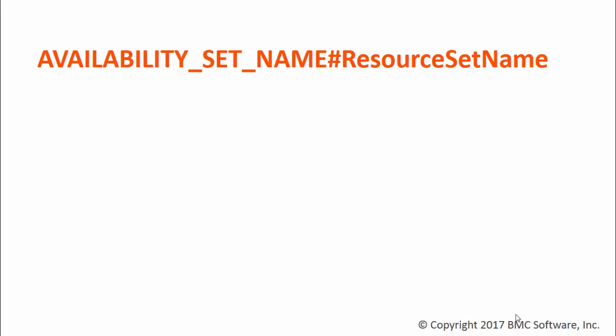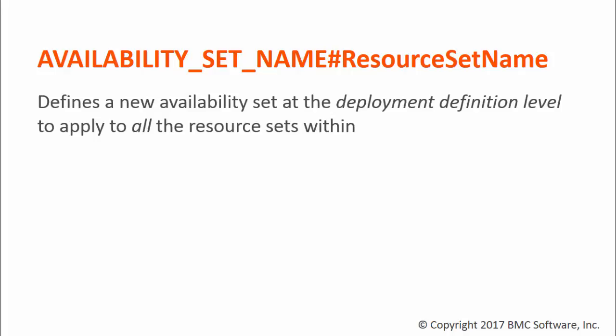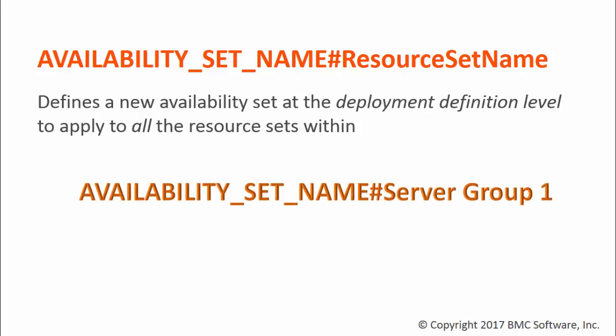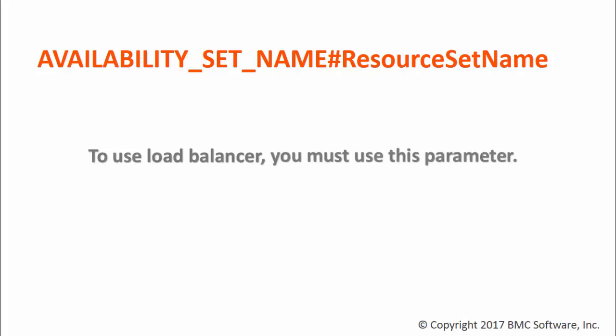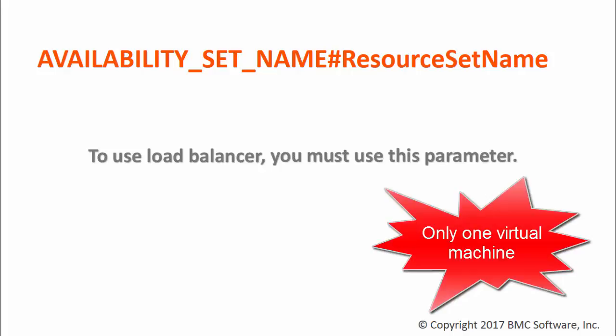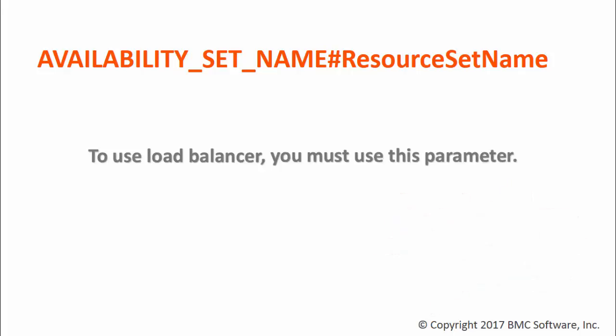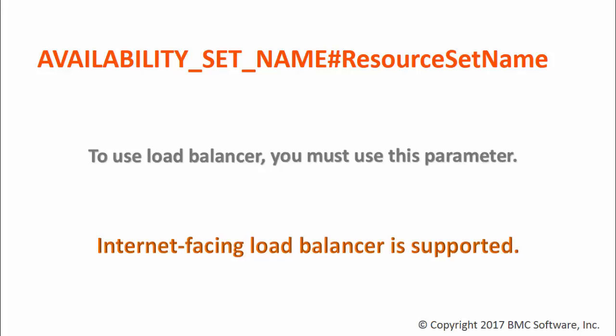The availability set name resource set name parameter defines a new availability set at the deployment definition level to apply to all the resource sets within. To use this parameter, if the resource set is named Server Group 1, enter this. To create and use a load balancer pool, you must pass this parameter. If it is not passed, then a load balancer with only one virtual machine is created. After that, you cannot associate any other virtual machines with that load balancer. Also note that an internet-facing load balancer is supported. For more information, see the BMC Cloud Lifecycle Management documentation.